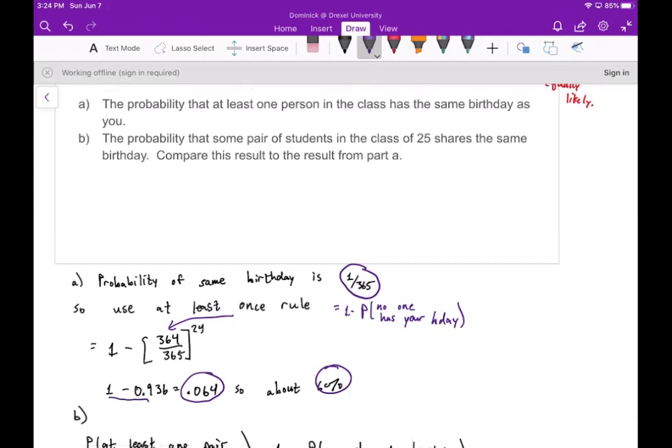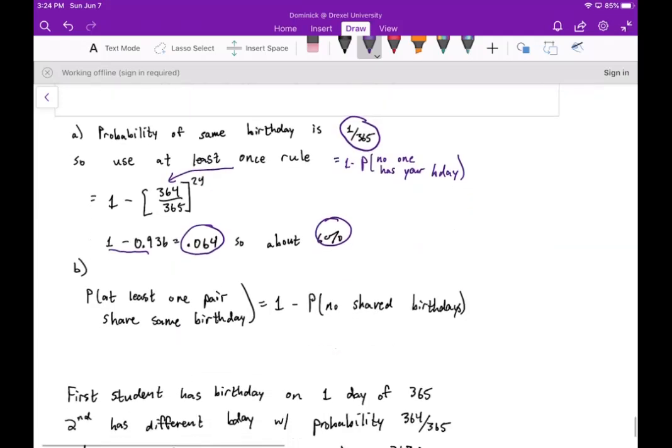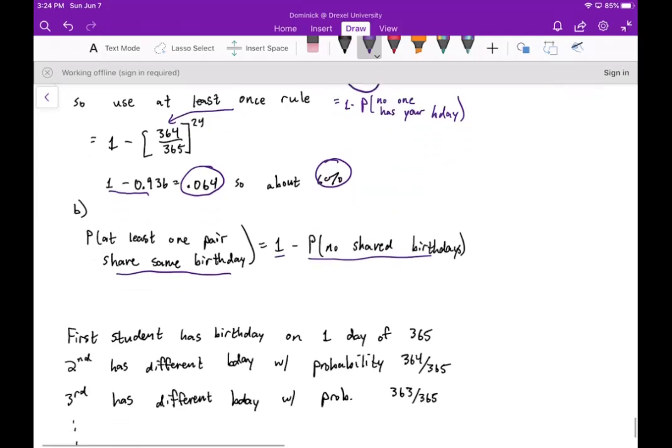Now it's, do any pair of students share the same birthday? Okay, so this is still an at least one problem, right? Because we want the probability that at least one pair shares the same birthday. So we want to take 1 minus the probability that no one shares a birthday. Now, if we just pick one student at random, we can then calculate what's the probability that everybody has a different birthday. Now, the first student will have a birthday on one of the possible 365 days.